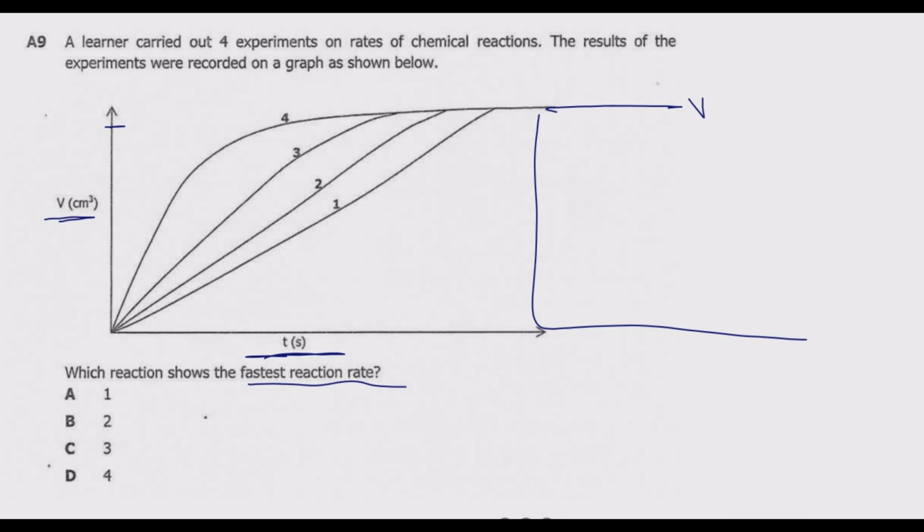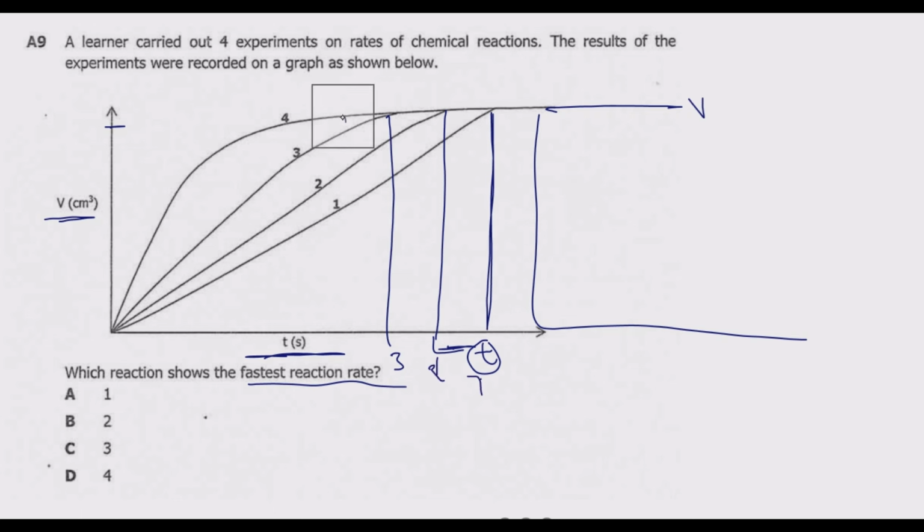What you notice here is that 1 finished at this time, then 2 finished here, which is earlier than 1, then 3 here, which is earlier than 1 and 2. Then you notice that 4 finished somewhere here, where it became flat. Somewhere here it became flat. So basically 4 finished earliest.